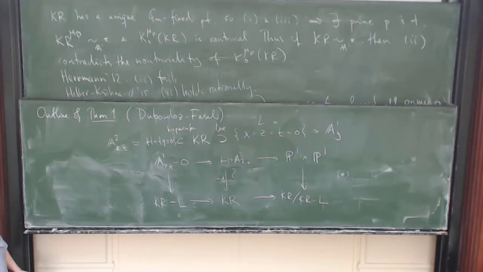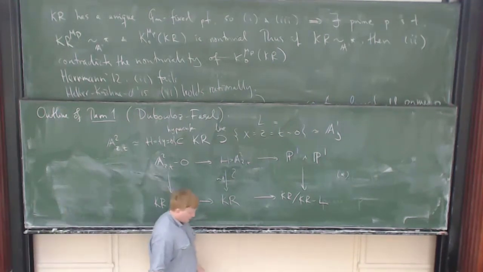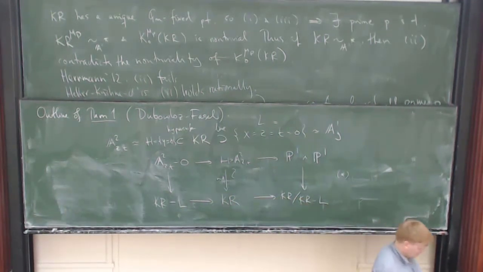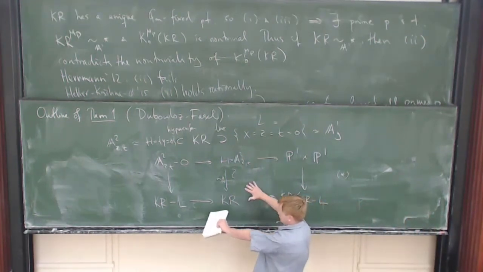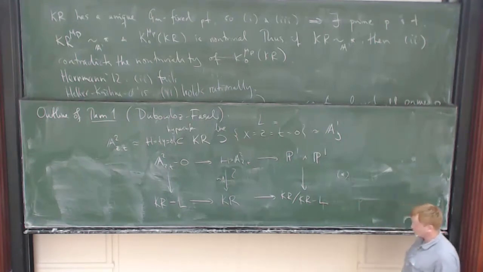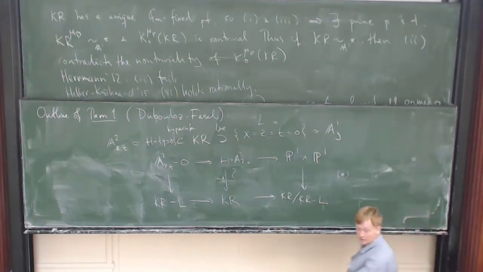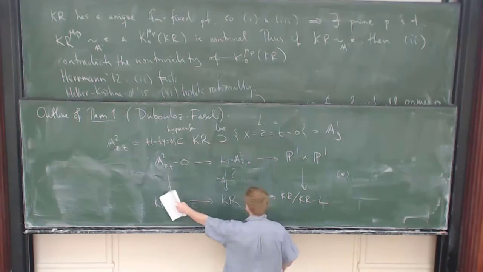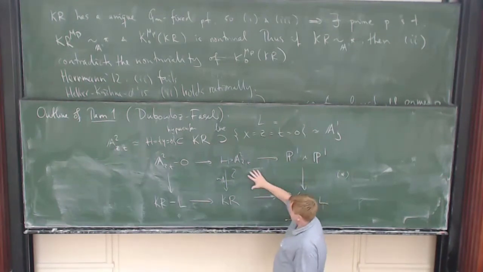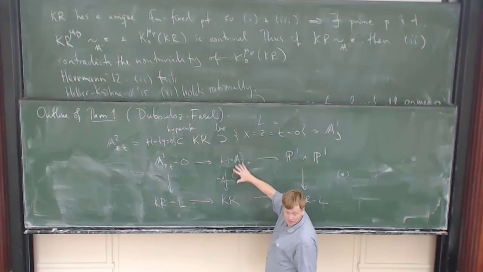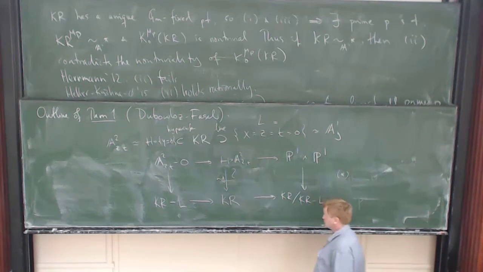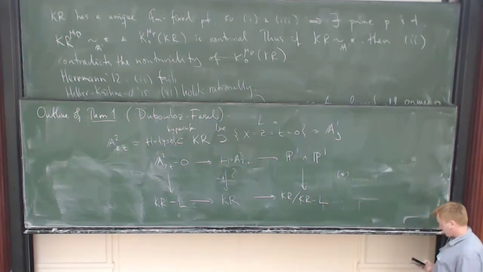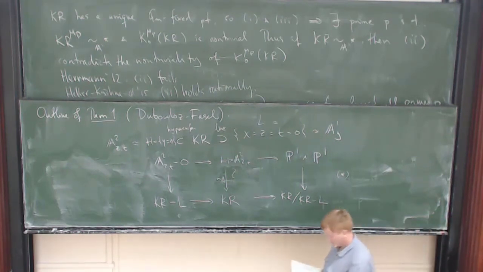So the idea is, there's actually a sort of five lemma in model categories saying that if you have such a commutative diagram of homotopy cofiber sequences, if the left-hand side is a weak equivalence, the right-hand side is a weak equivalence, and one of these in the middle is contractible, then it follows that the map in the middle is also a weak equivalence. So the idea is to show that both the left-hand side and the right-hand side are A1 weak equivalences.